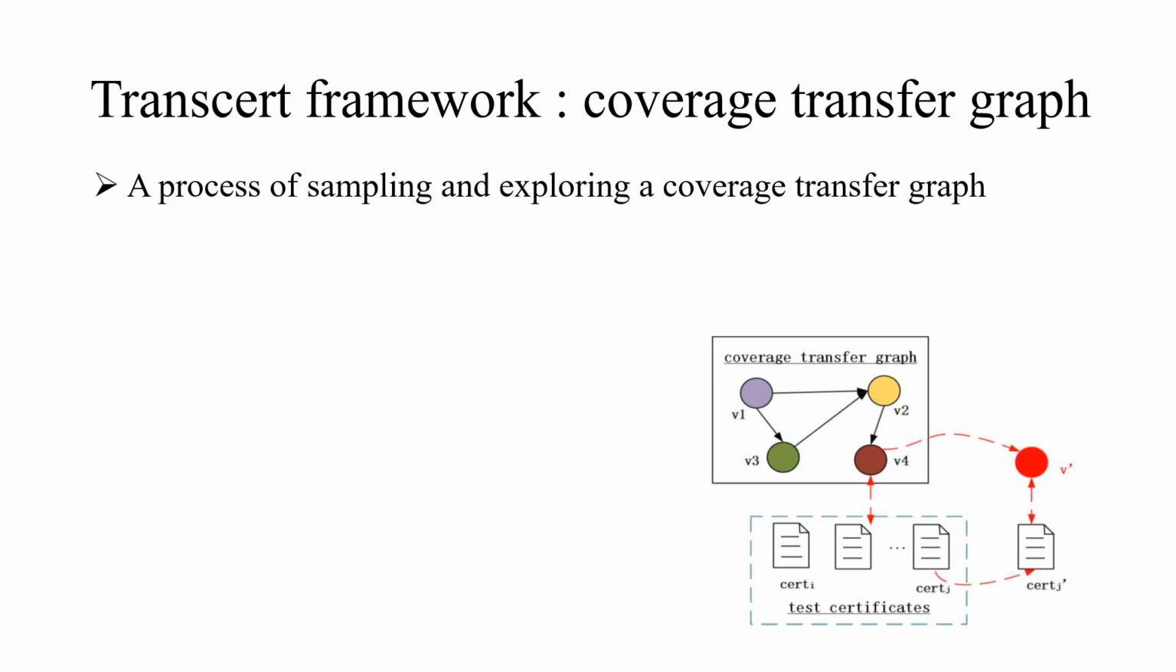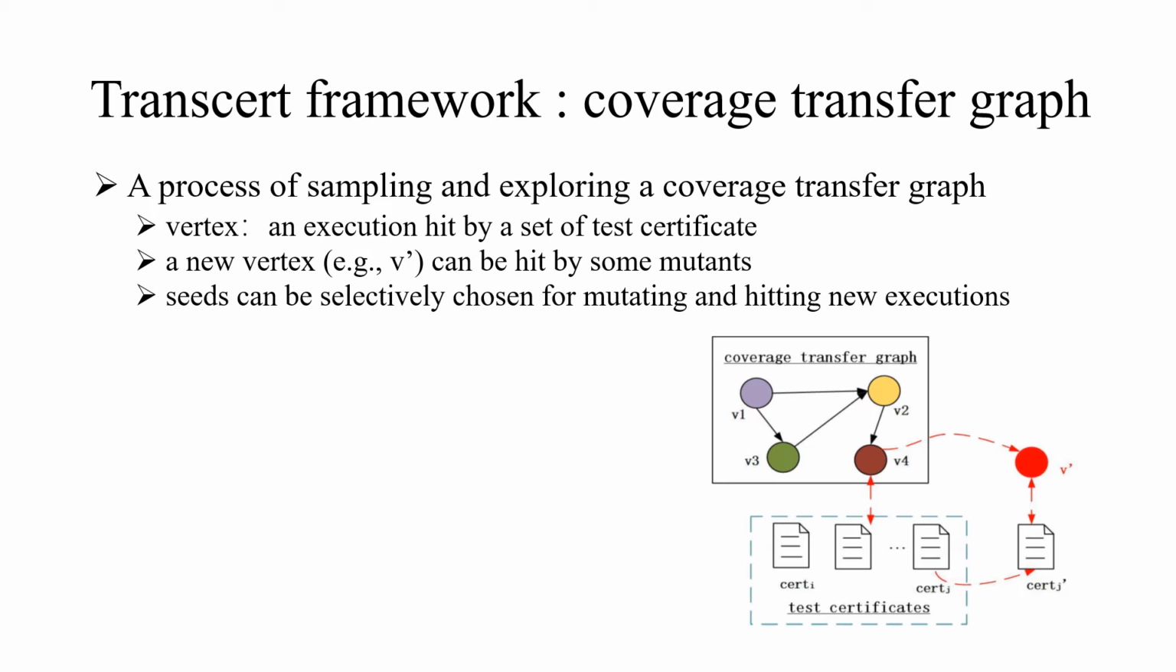To solve the limitations I mentioned, we propose the coverage transfer graph. Coverage transfer graph abstracts test certificates into a set of coverage vertices, and the certificate mutation into a set of coverage transfers. Here, each vertex represents a unique coverage value and corresponds to a set of test cases hitting this value, while each coverage transfer, which we call an edge, is established if some seed with a coverage is mutated to a mutant with another coverage statistics.